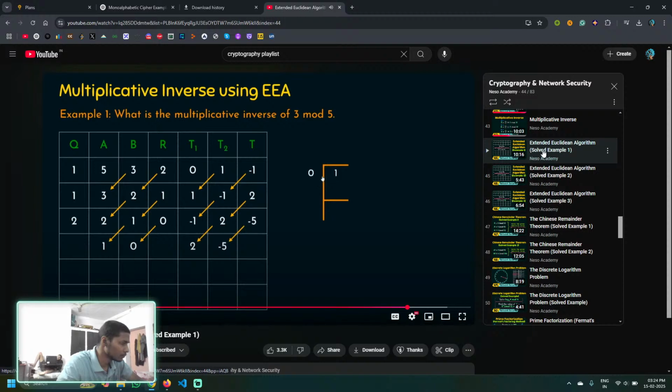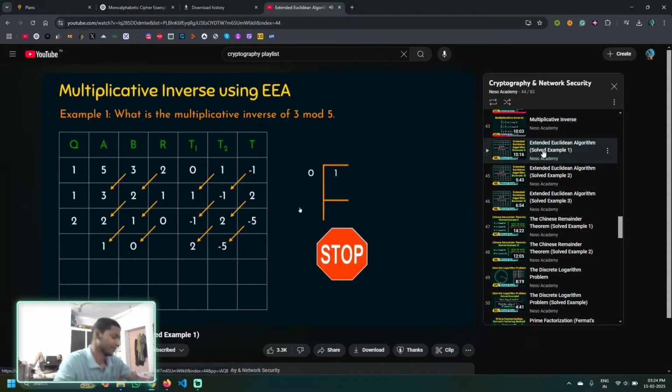So a mod b, so 1 divided by 0. Obviously, we are encountering a situation where we cannot proceed further. So this is the place where we are going to stop. We cannot determine the quotient or the remainder or even the value of t, because q is not known here, right? So this is a place where we are stopping.